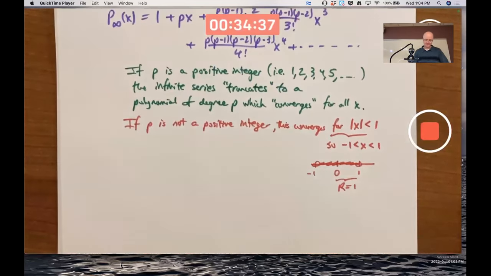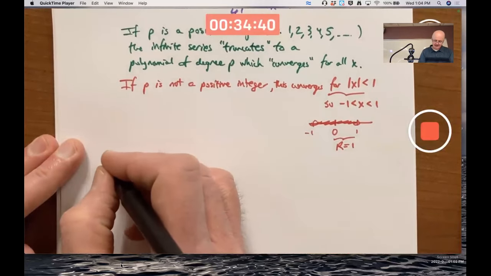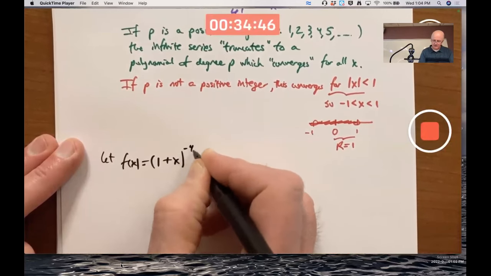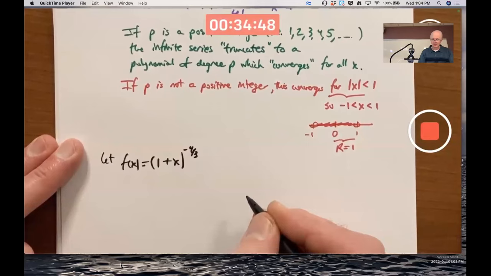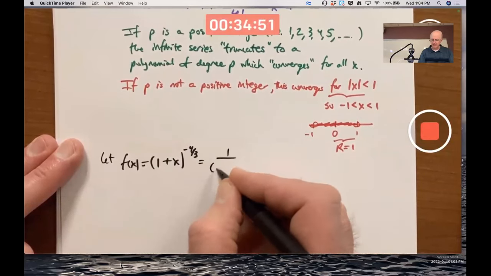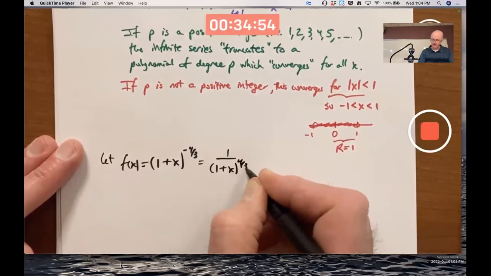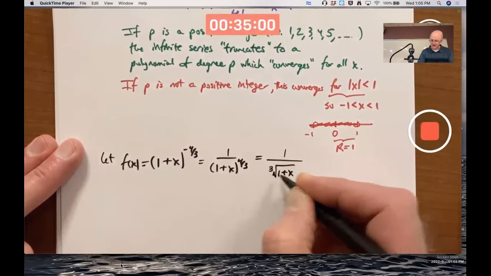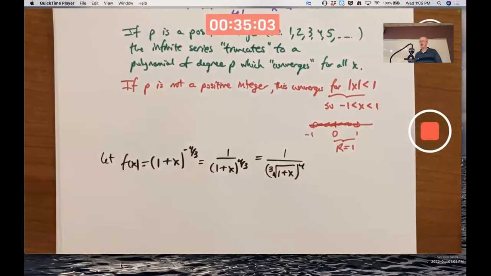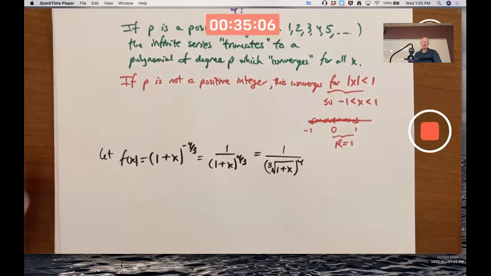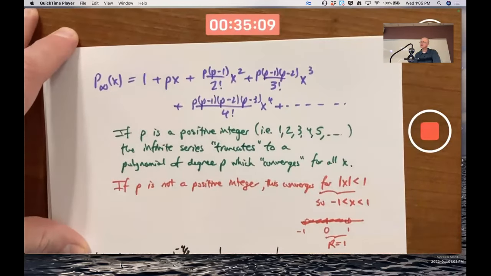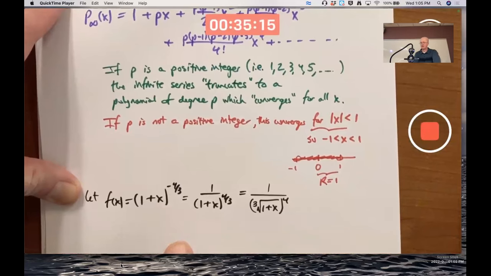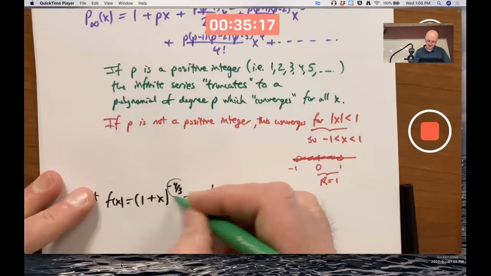Let's apply this. Well, let's say let f of x be 1 plus x to the negative 4/3 power, which of course is the same as 1 over 1 plus x to the positive 4/3 power, which if you like is the same as 1 over the cube root of 1 plus x raised to the 4th power. Lots of different ways to think about it. But if we're going to use the formula that's up here, we need to figure out what p is. You got to write it in that form to figure out p. P is negative 4/3. That's the p.